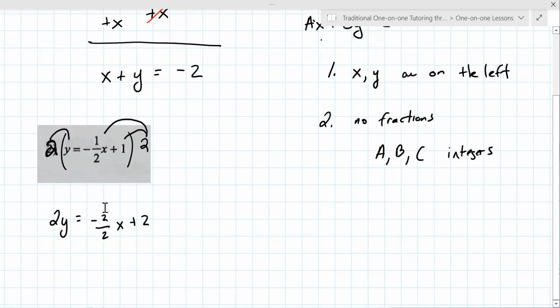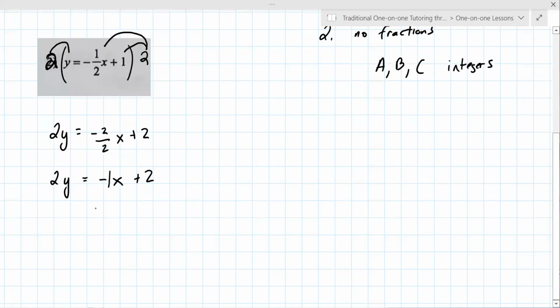What does 2 over 2 reduce to? Can you tell me that? 1. So it becomes 2y equals -x, or -1x if you want, plus 2. How do we move this -x to the other side of the equation? You add it. You add x to both sides. Since you cannot combine x into y, you leave it. x plus 2y equals 2.